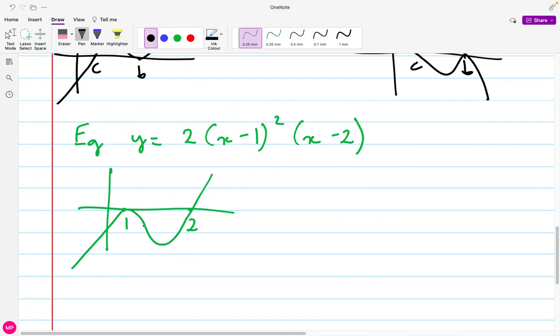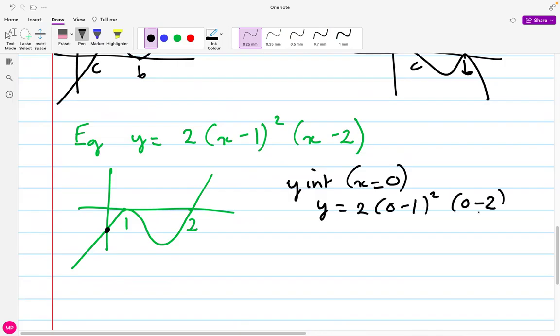Okay. As I said, you're going to learn how to find the minimum point later when you do calculus. You just need to find the y-intercept here, and to find the y-intercept, you let x equal 0. So you have y equals 0 minus 1 squared, 0 minus 2. So 1 times negative 2, that gives you negative 4. So you label that as (0, -4). And this is (1, 0), (2, 0).